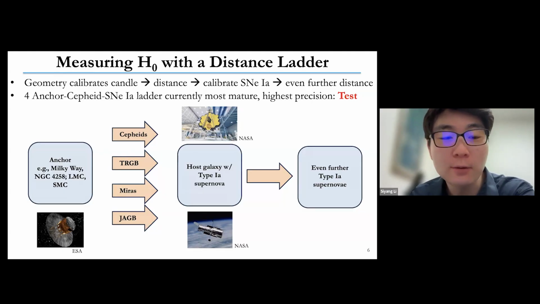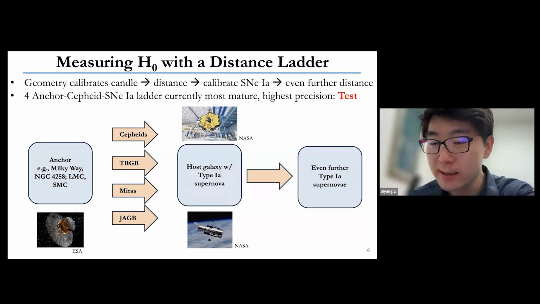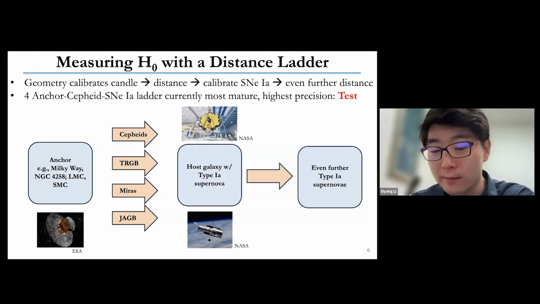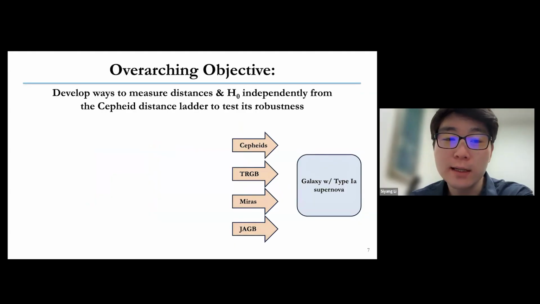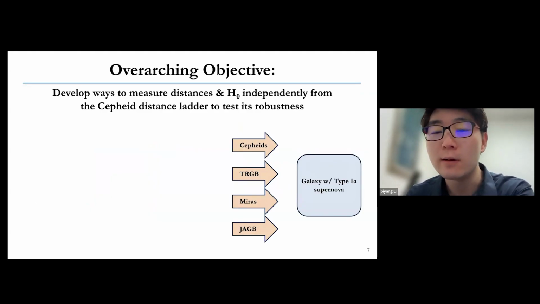By 4-anchor, I mean that we have 4 galaxies that we can use to calibrate the intrinsic brightnesses of these Cepheids. And the motivation for a lot of these TRGB and JAGB works, testing their systematics and also measuring the Hubble constant, is to really test the robustness of this ladder in particular as well. A lot of the overarching objectives of TRGB and JAGB work is to develop ways to measure distances to galaxies and the Hubble constant independently from the Cepheid distance ladder, to test its robustness and also test whether systematics plays a large role in the Hubble tension.